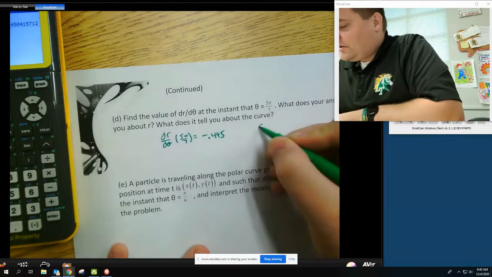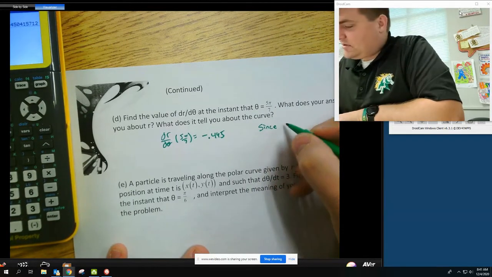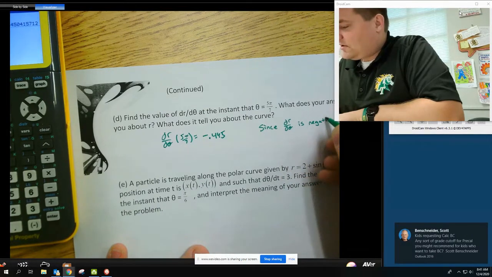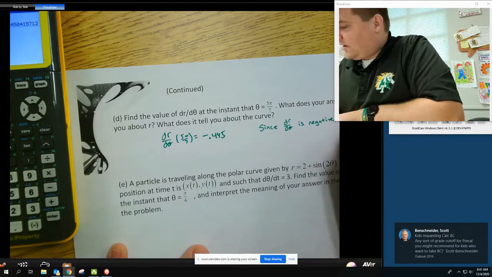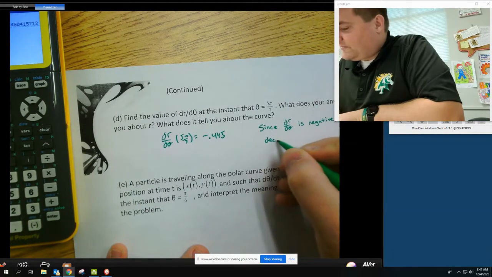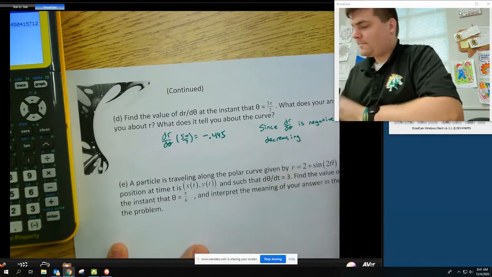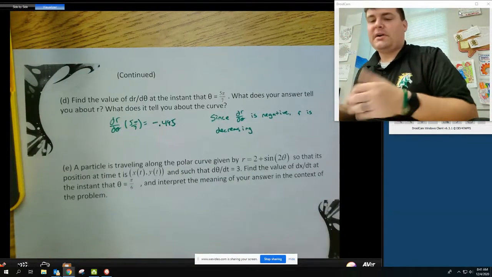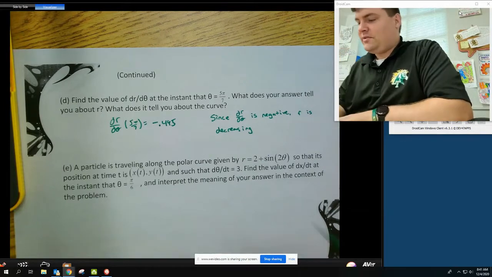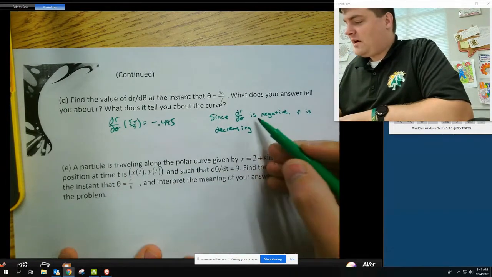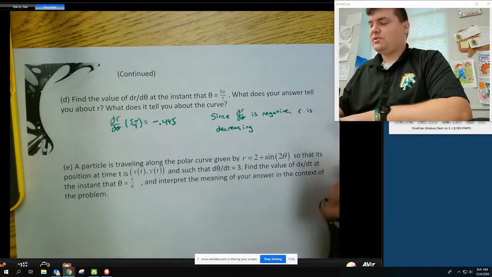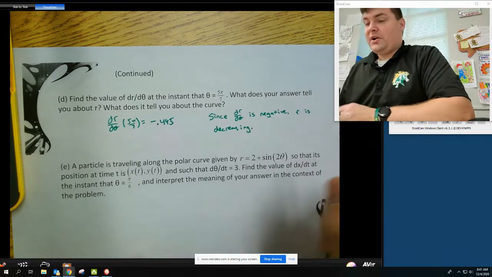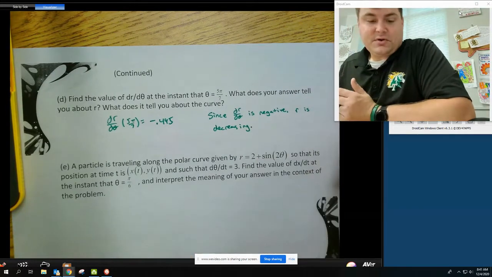Okay, so since dr d theta is negative, r is decreasing. All right, so I'm writing this one a little bit wordier than I usually do, just because it's part of your notes. I would just say, let's tell you about r, that r is decreasing because the derivative is negative. That's all I need to say. Let's tell you about the curve. So the actual curve here, r is getting closer to the origin, and that's really all you need to say.